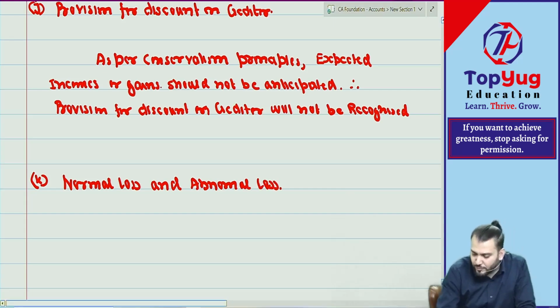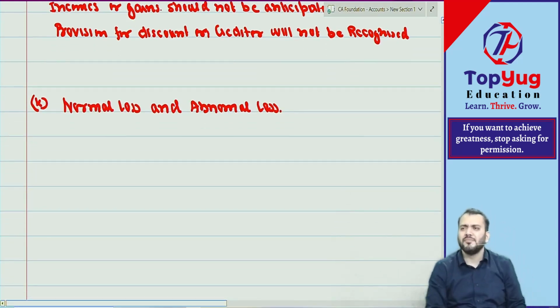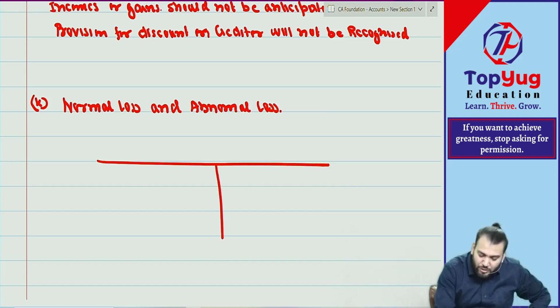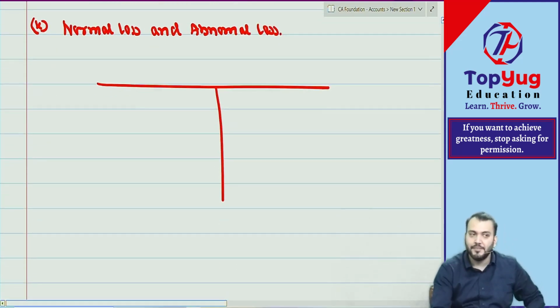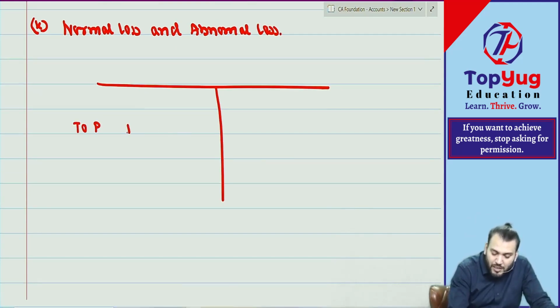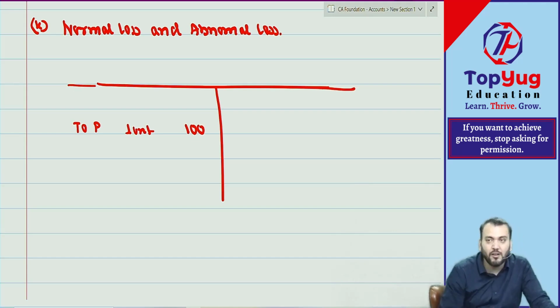Very important also: normal loss and abnormal loss. Correct. Now first, before going to this, let us understand something about the trading account. Suppose, everyone, we purchase one unit at rupees 100. So we write down purchase rupees 100 in the trading account. We are preparing the trading account.